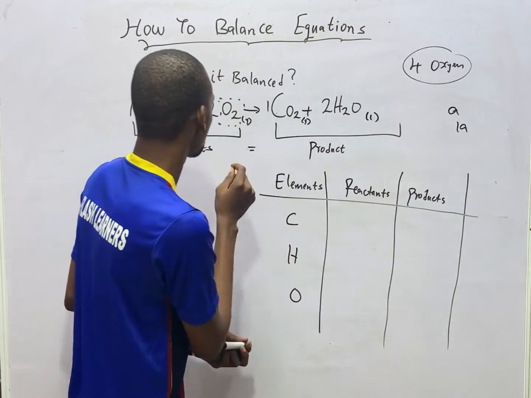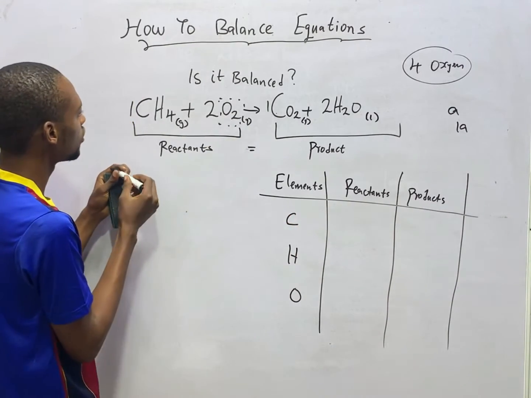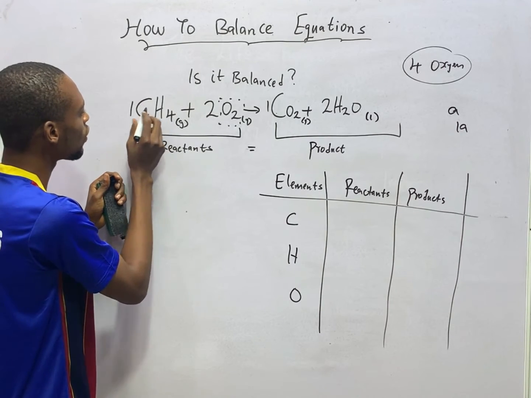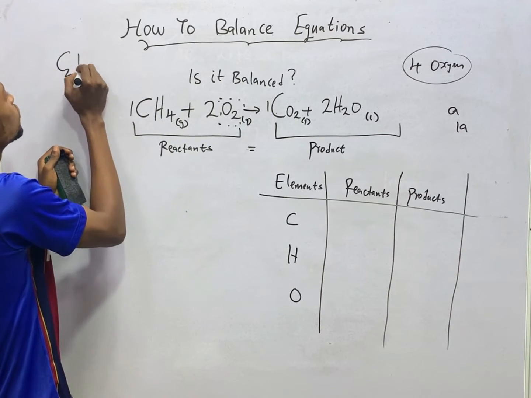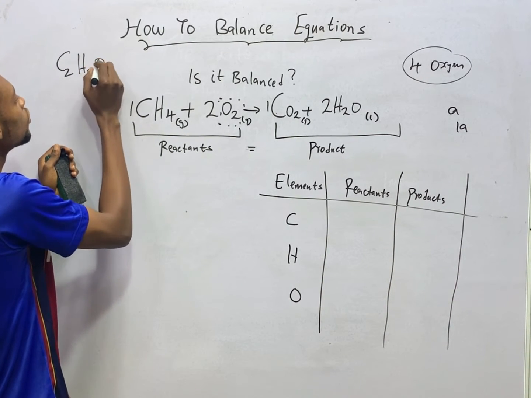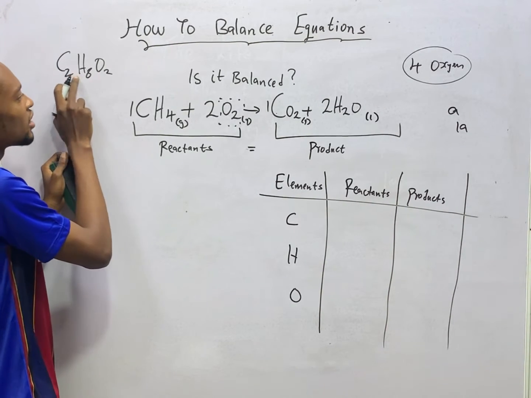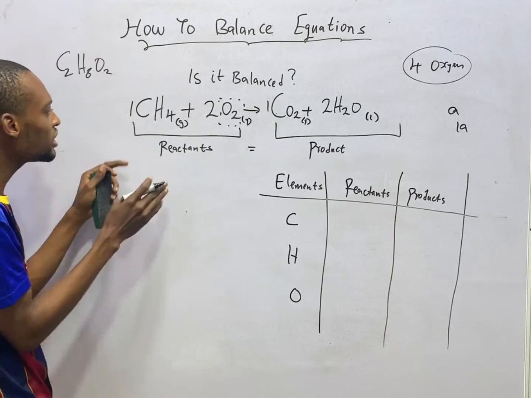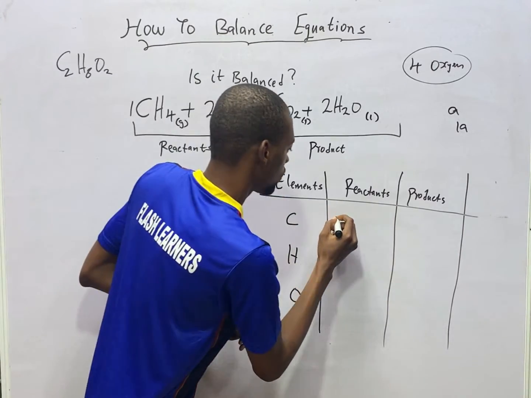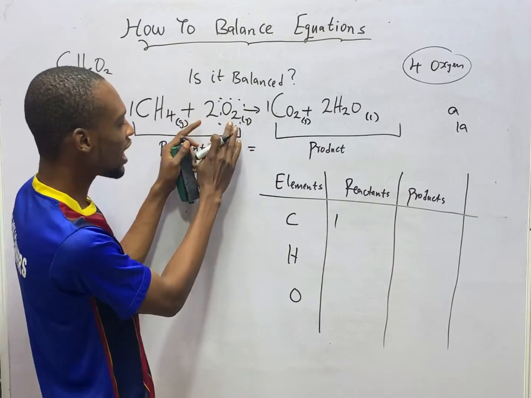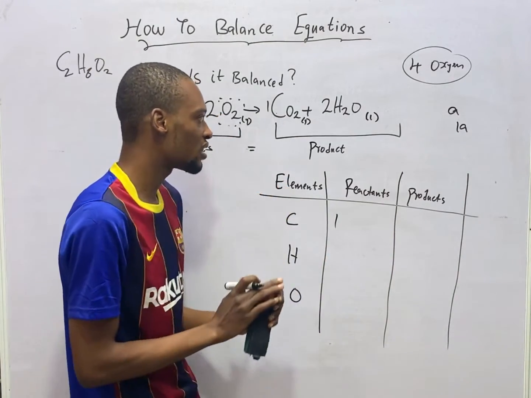The reactants. In the reacting side, how many carbon do we have? Or how many C do we have? We simply have 1 C. The 4 here is affecting just H. If I have C2H6O2, this 2 is affecting C, this 6 is affecting only H, and this 2 is affecting only O. So meaning here we have just 1 C. Do we have C here? No. So that means in the reacting side, we have just 1 C.